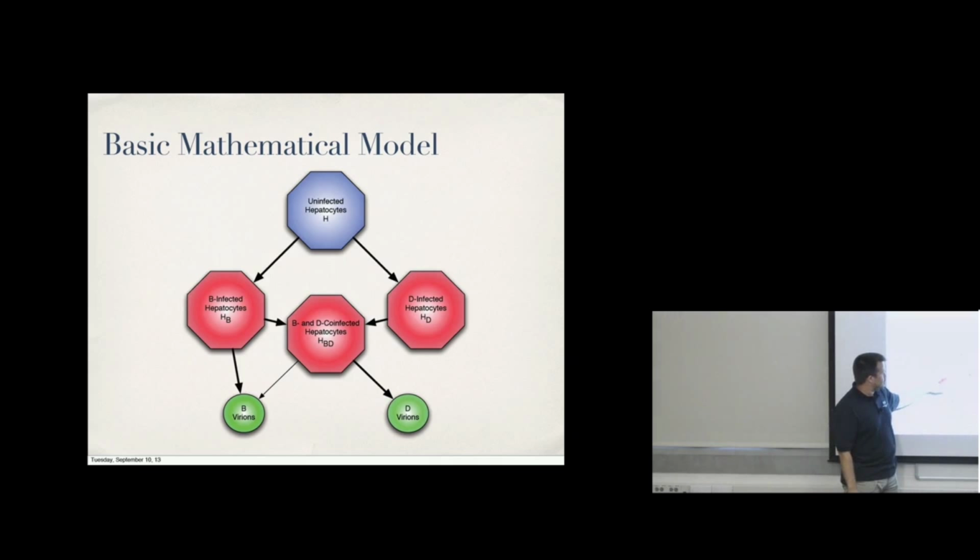And the ones that are infected with B only can produce B virions. The ones infected only with hepatitis delta can do nothing, because we've already said that it's a dependent satellite virus. It needs this co-infection in order to produce anything. So they have to wait until they get into the co-infected class.